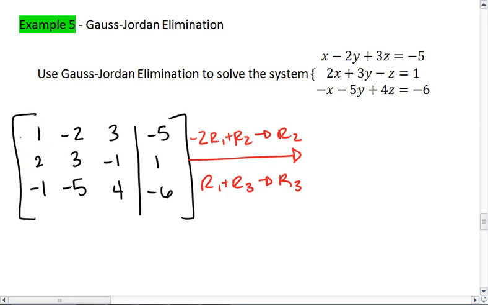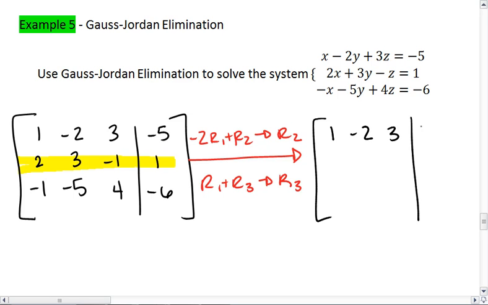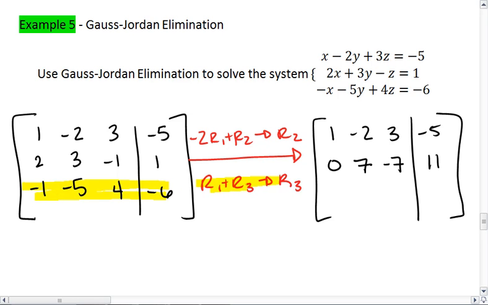Alright, looking at this, let's focus on row 2 first. I know first of all row 1 stays the same. I'm going to take negative 2 times 1 is negative 2, plus 2 is 0. Negative 2 times negative 2 is 4, plus 3 is 7. Negative 2 times 3 is negative 6, plus negative 1 is negative 7. And then negative 2 times negative 5 is positive 10, plus 1 is 11. That's row 2.